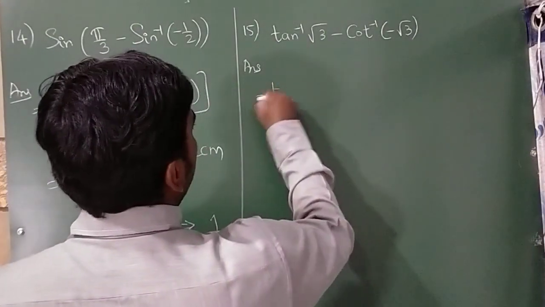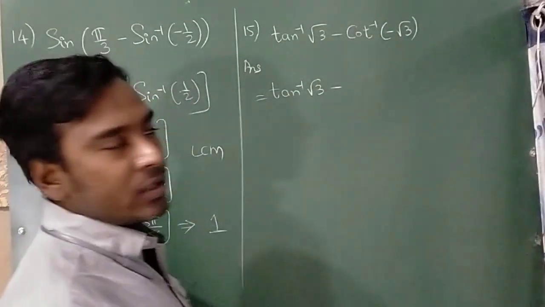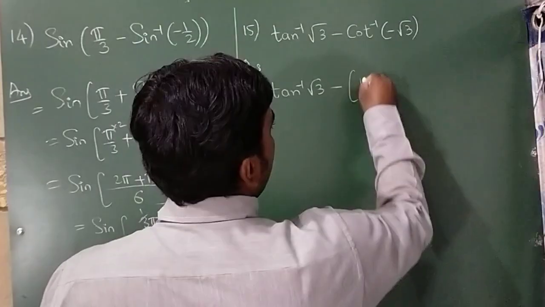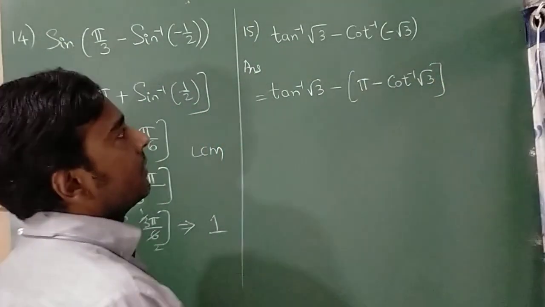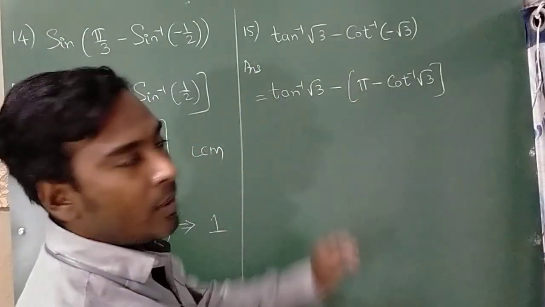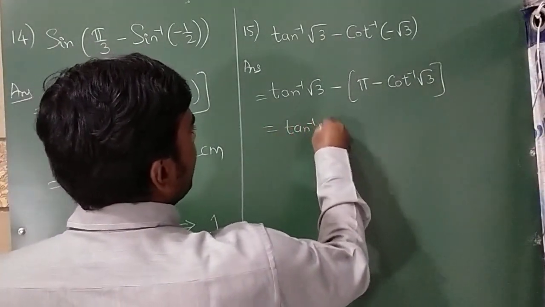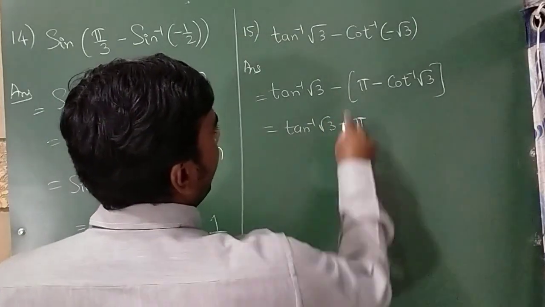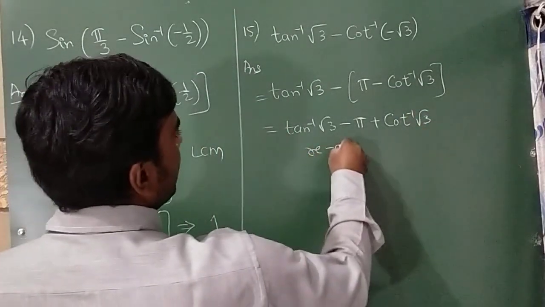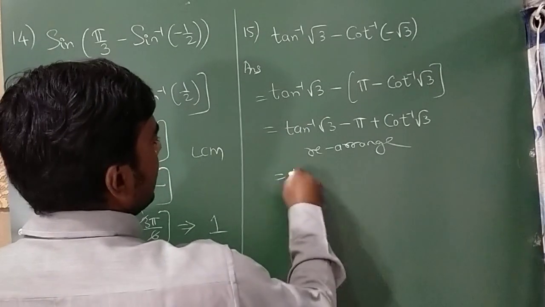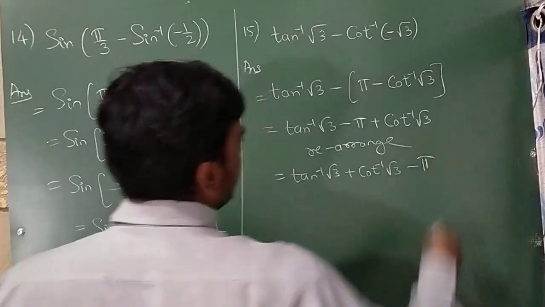Now here tan inverse of root 3 minus cot inverse of minus root 3. There is a formula for this, that is pi minus cot inverse of root 3. Okay, so this is the formula. Now tan inverse of root 3 minus pi, minus into minus is plus cot inverse of root 3. Rearrange. If you rearrange, tan inverse of root 3 plus cot inverse of root 3 minus pi.